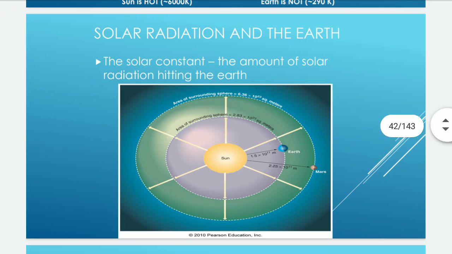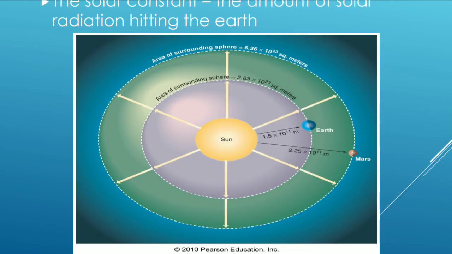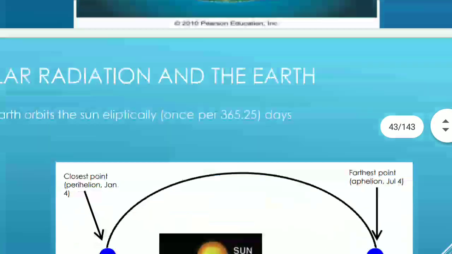You know this picture. Area of surrounding sphere 6.36 × 10^... square meters. Area of surrounding sphere 2.83 × 10^23 square meters. 1.5 × 10^... meters from the sun. 2.25 × 10^... meters towards Mars and Earth, and show the picture.